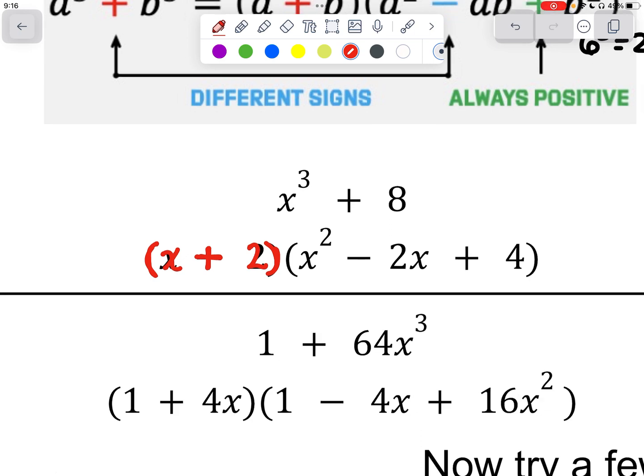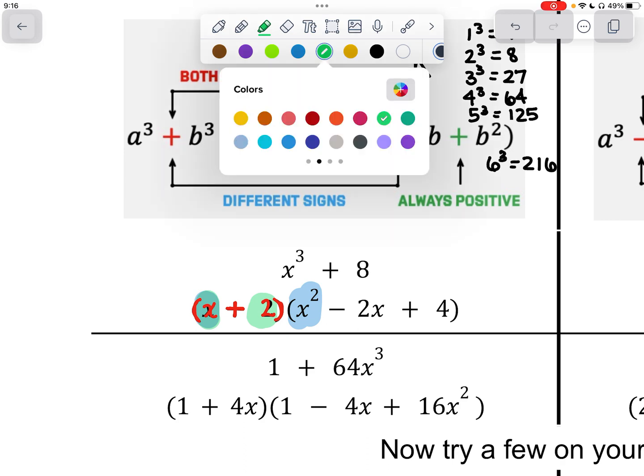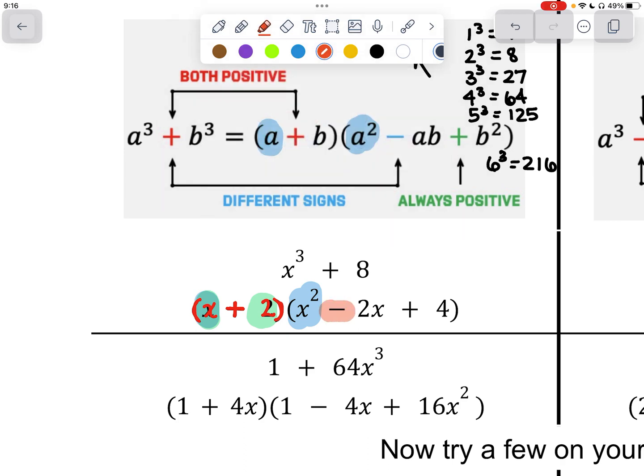And then the second factor comes from the first factor. For the second factor, we're going to take the a, the first number, and just square it. So in this case, it's going to be x squared. Then we're going to multiply these two together. So that's going to be plus 2x, but we take the opposite sign, so it becomes minus 2x. And then we square the second term, plus 4. And that's as far as you can go with that. That's the whole algorithm for factoring the sum of cubes.